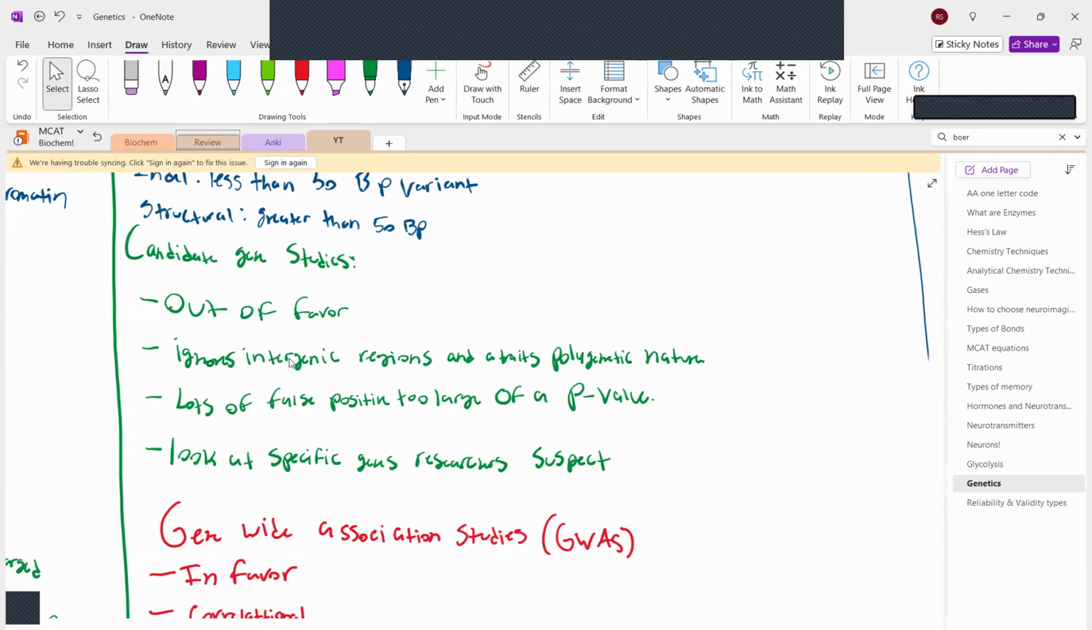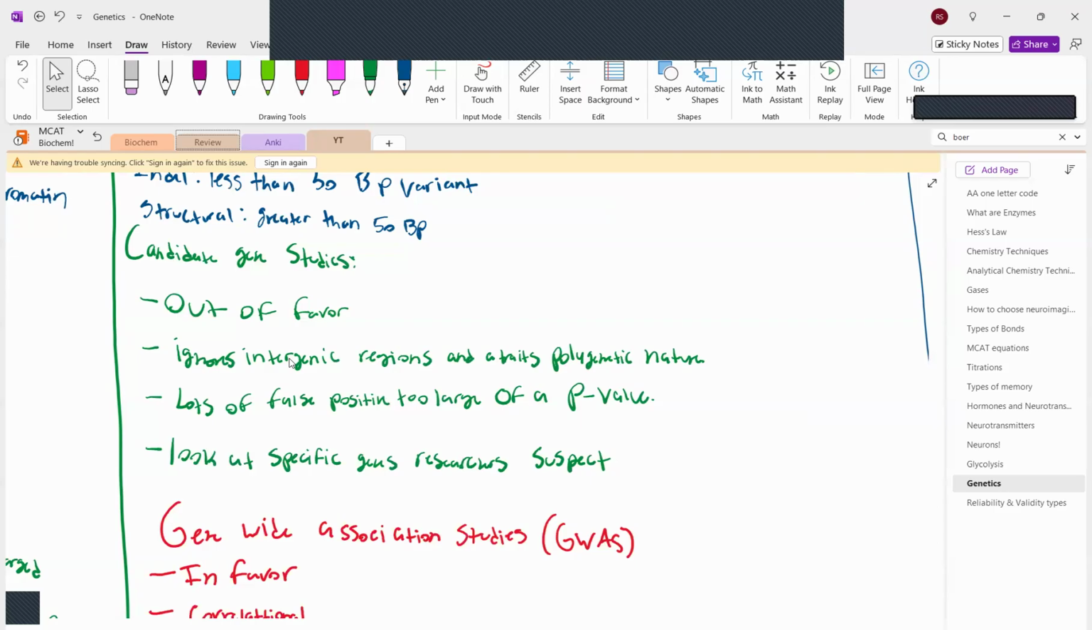It also ignores the polygenic nature of most genes. For example, most genes are very complex. Even for something like eye color and hair, that's not going to be just one gene, unlike what we were taught in very introductory biology courses, maybe when you're doing that Punnett square.